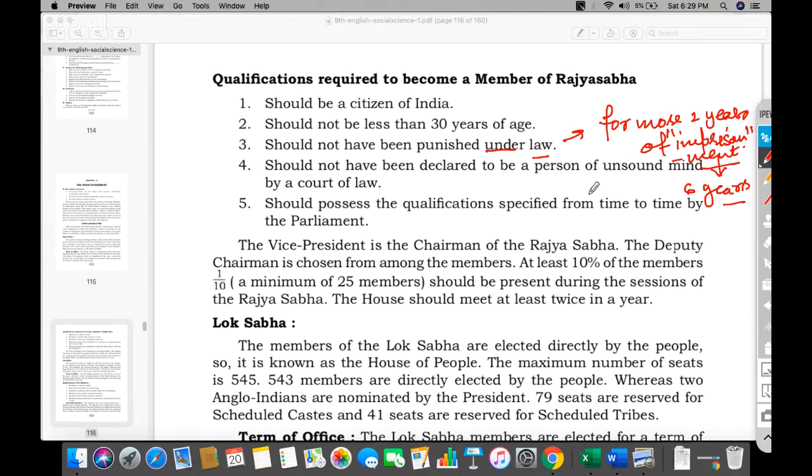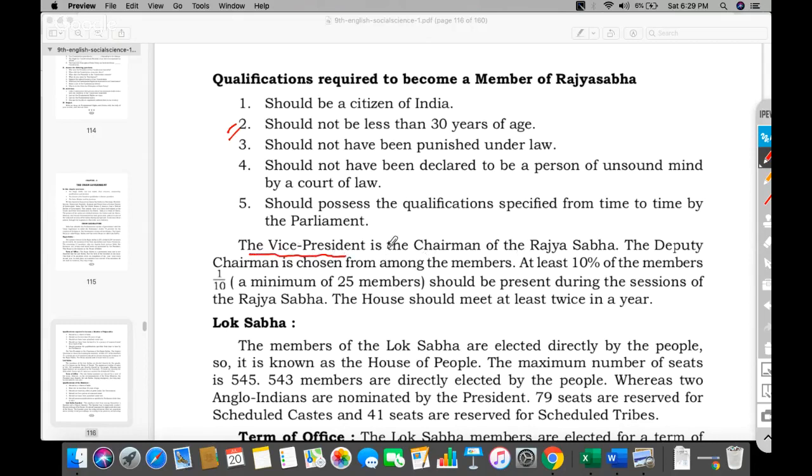If you have been punished, should not have been declared a person of unsound mind, and should possess the qualification specified from time to time by parliament. So they keep on doing this every time to time. This keeps on changing. So one thing is important, that the person should be of 30 years of age. Vice president is the chairman of Rajya Sabha.